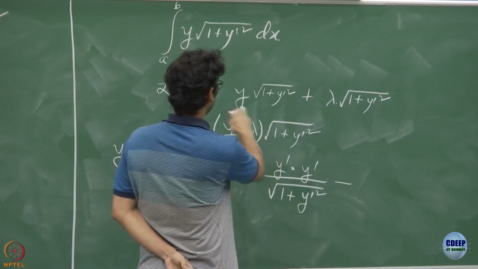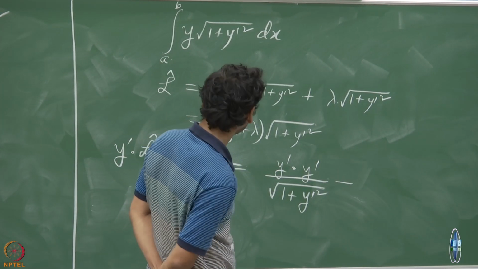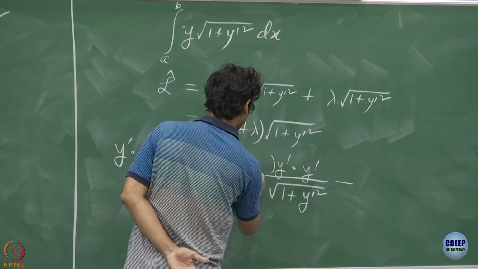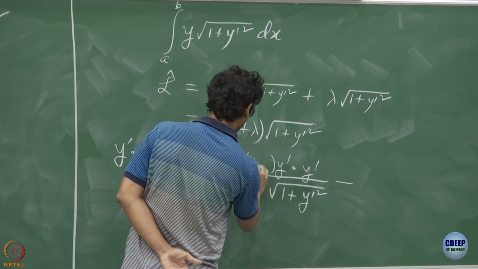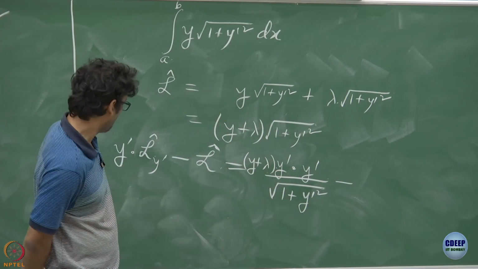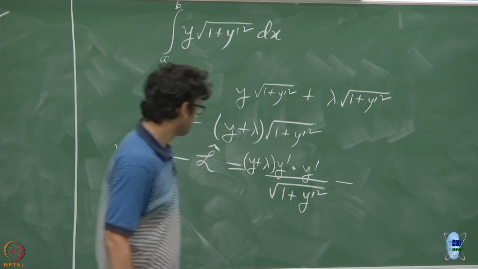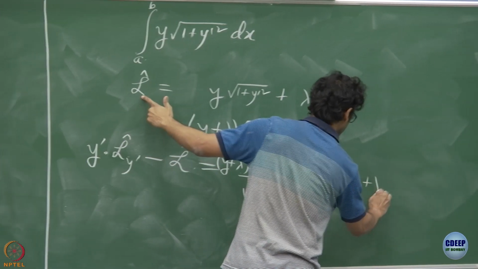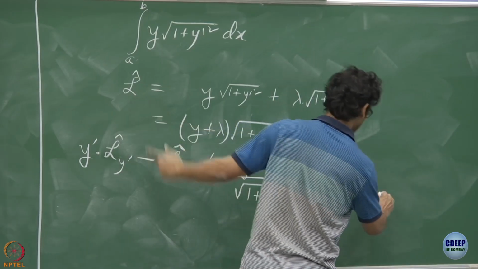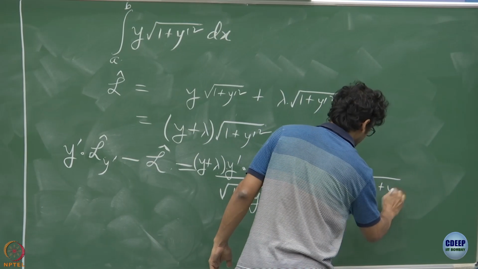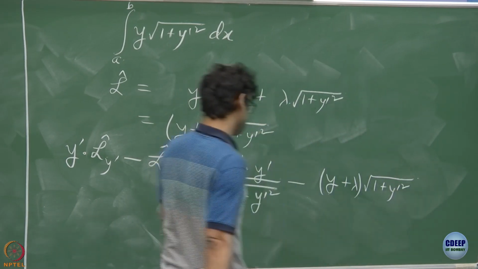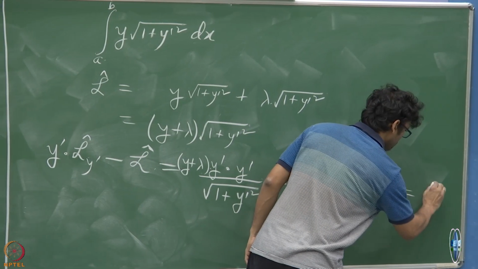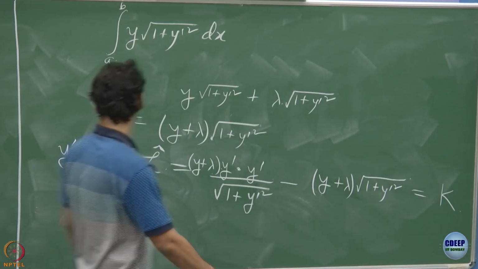Minus, sorry? Oh yeah, yes, thank you. See, I was making a mistake. Okay, good, y plus lambda. Thank you. Yeah, now it's correct. Minus this, which is (y plus lambda) times square root of 1 plus y prime squared. And this has to be a constant now. Let's call this k as before.